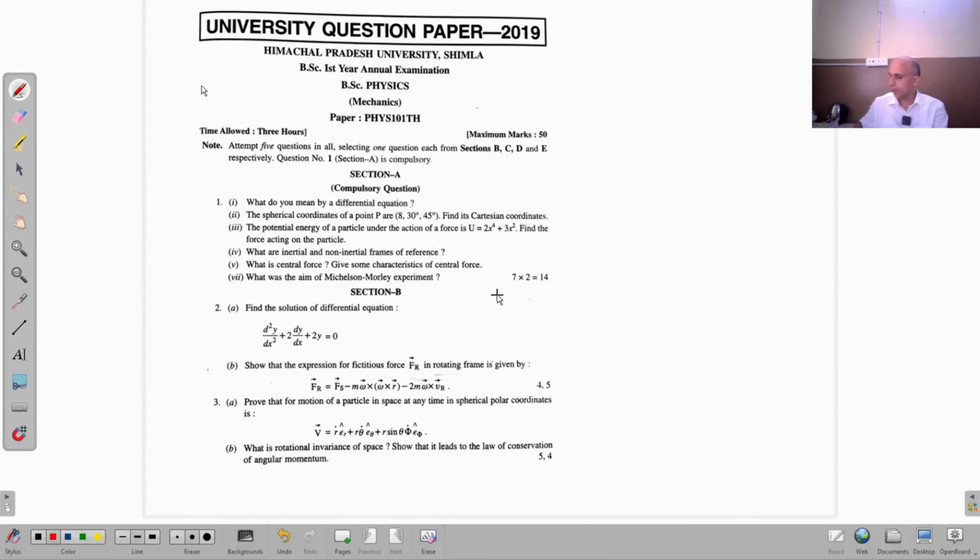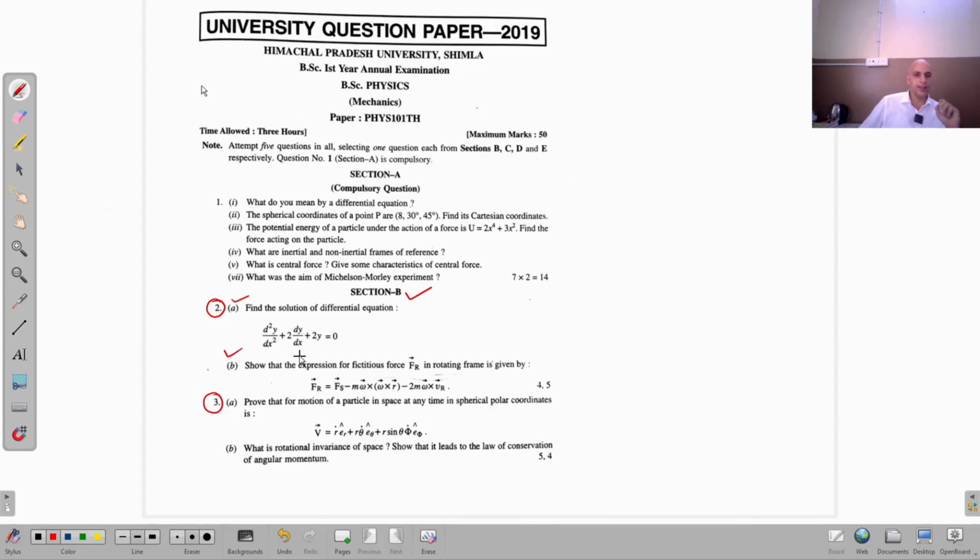In this lecture, I am going to take up the next question from section B of this question paper. And the question is question number 2. In the earlier lecture, I have solved question number 3. Right. So in today's lecture, I am going to solve question number 2. So question number 2 has two parts, part A and part B.